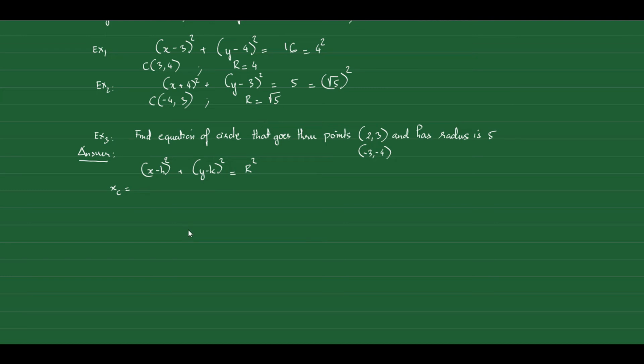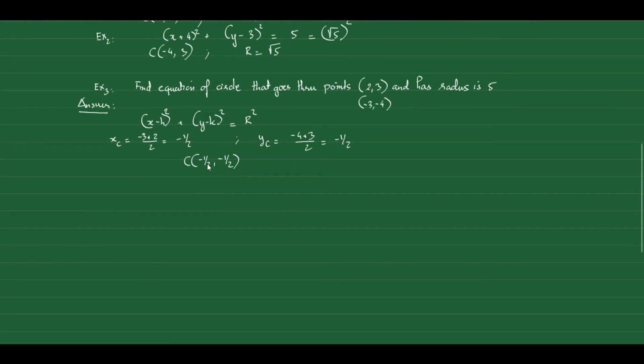and the midpoint formula will be what? This plus this divided by 2, and yc will be this plus this divided by 2. So the center will have coordinates (-1/2, -1/2), which is h and k.